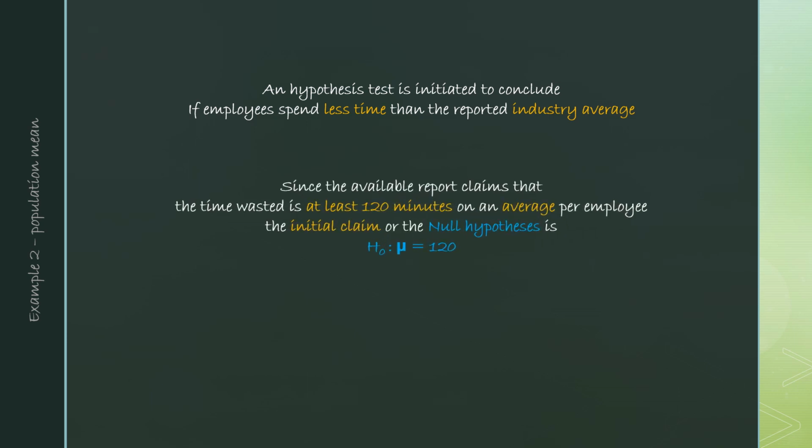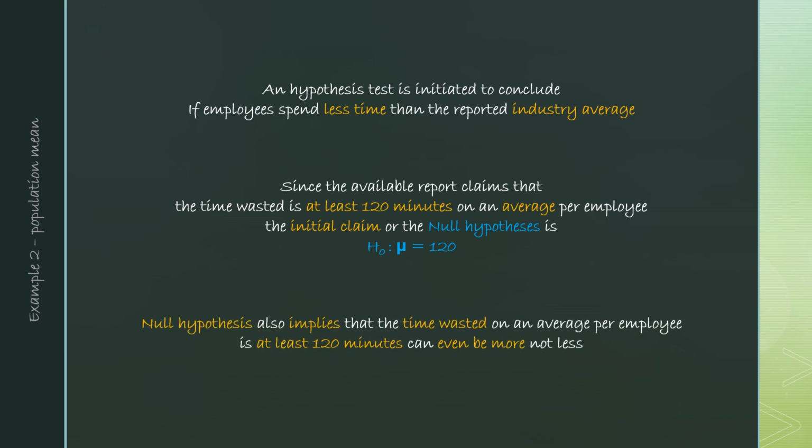Since the available report claims that the time wasted is at least 120 minutes, that is 2 hours, on average per employee, the initial claim or the null hypothesis is H0, that is mu equals 120. The null hypothesis also implies that the time wasted on average per employee is at least 120 minutes, can even be more but not less.